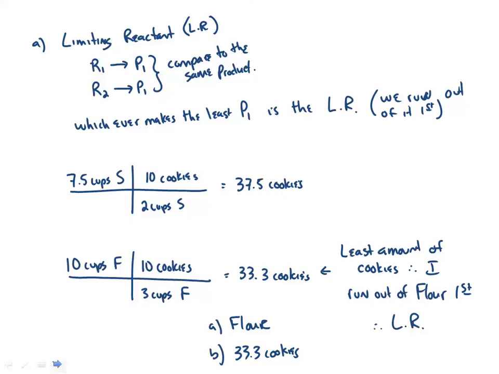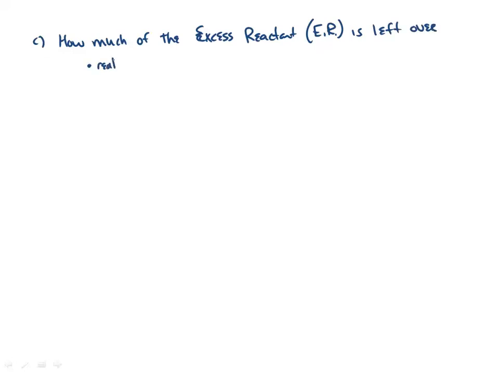Now C was how much of the excess reactant, and we'll just call that ER from now on, is left over. So technically, to answer this question, we really have to first ask how much we use. Because if you don't know how much sugar you used, you don't know how much is left over, right?